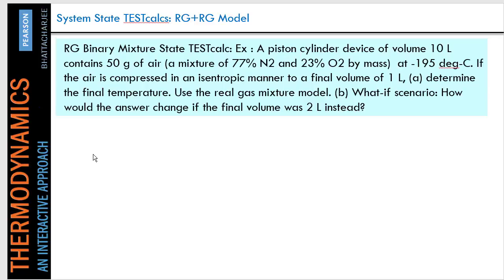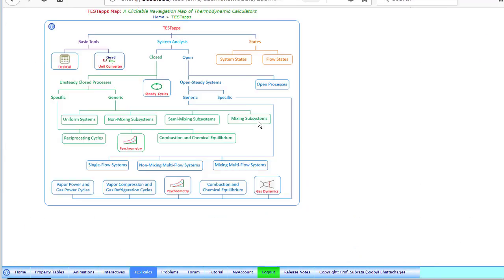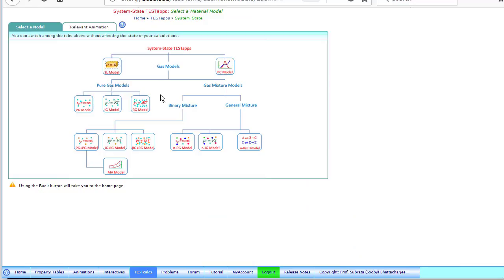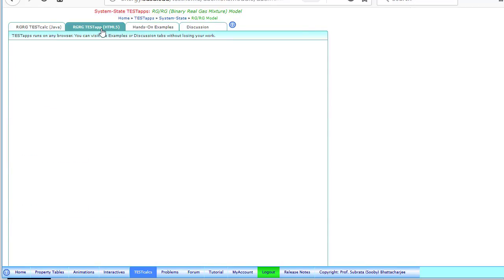We're going to use the real gas model, specifically the binary model, since the air is composed of two different gases. This is really a closed process problem, but since there's no work or heat transfer being done, then we can use the system state problem app in TEST calcs. So we'll go to TEST calcs, system states, and we'll use RG+RG, which is the binary. And then the TEST app or TEST calcs.